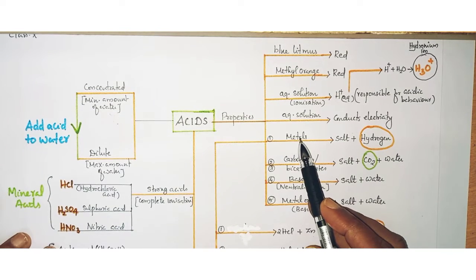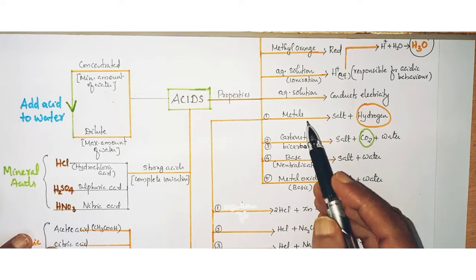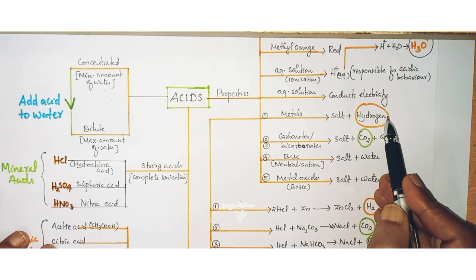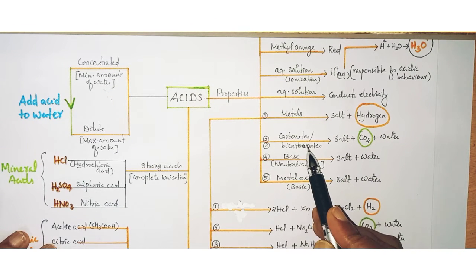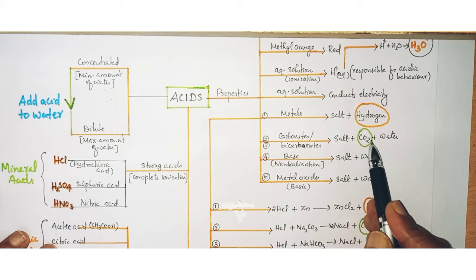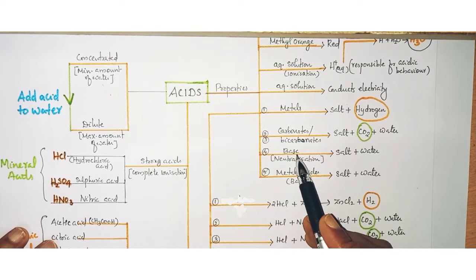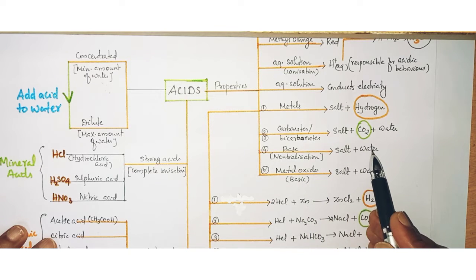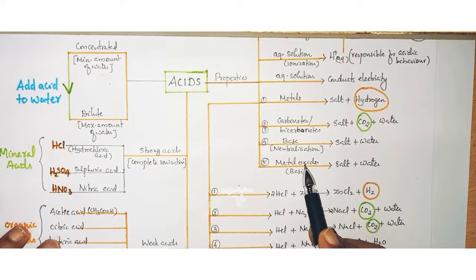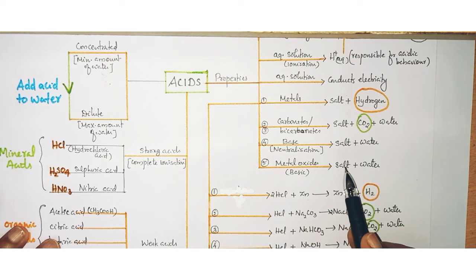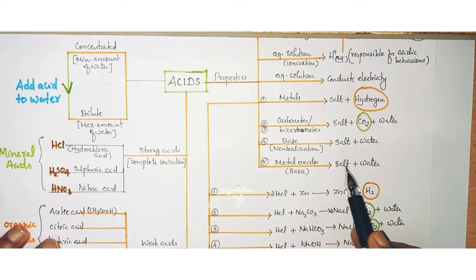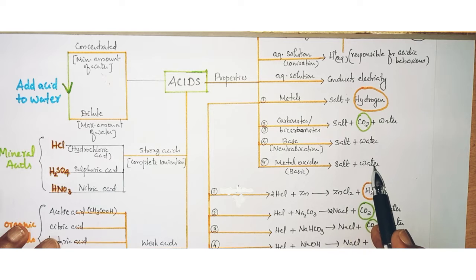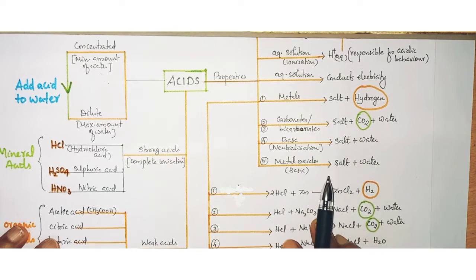Then some chemical properties are here. First one is with metals it produces salt and hydrogen gas. Then with carbonates and bicarbonates it produces salt, carbon dioxide and water. Then another property is it reacts with a base, a neutralization reaction takes place and salt, water are formed. Then with metal oxides it again produces salt and water, since metal oxides are basic in nature. So similar to neutralization reaction, here also we will get salt and water. So these are the chemical reactions.